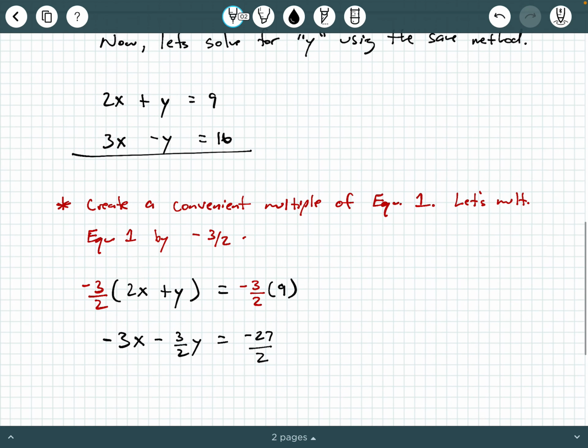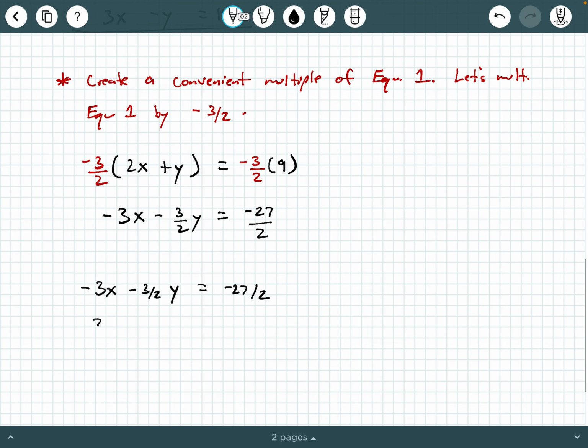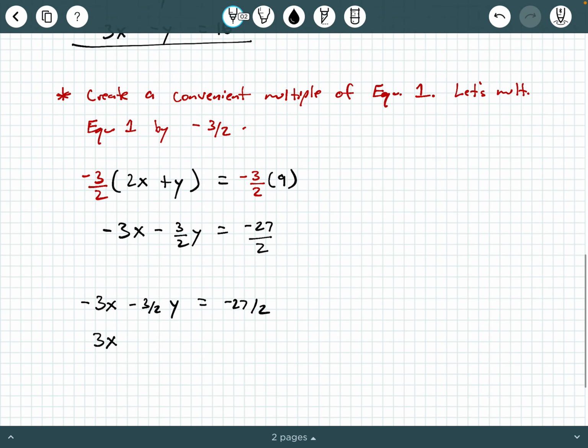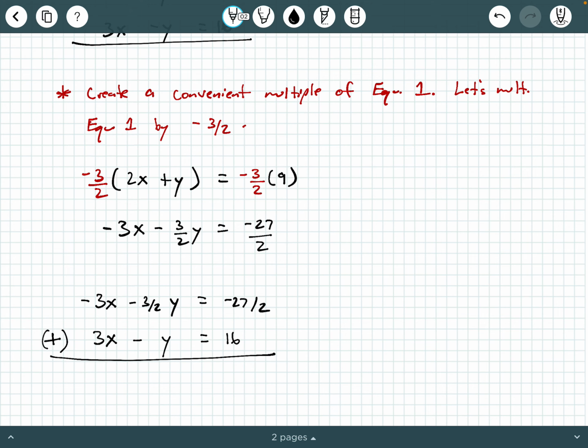Now, you may be looking at this and thinking, wow, Dr. A just made equation 1 more complicated. Well, maybe at first glance that's what it seems like, but watch what I can do now. Now I can restack my new version of equation 1, here it is, above my original version of equation 2, which was 3x minus y equals 16. Now look at this. Now I can add these two equations together.